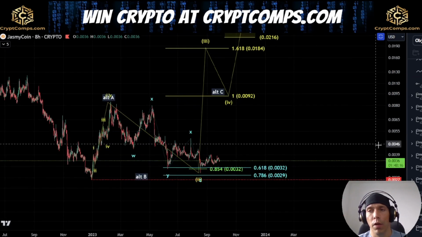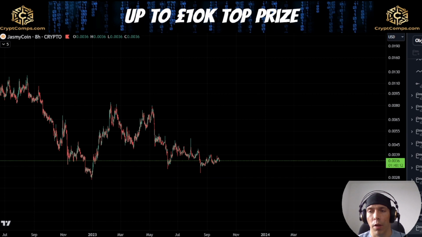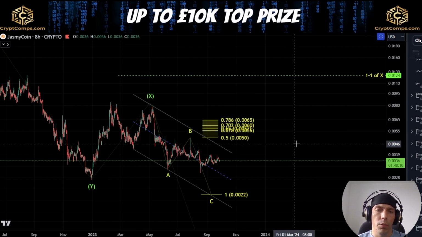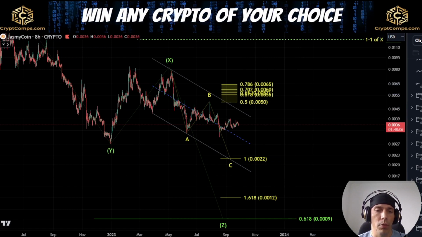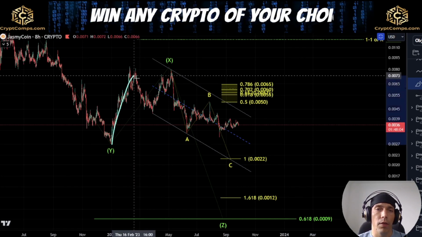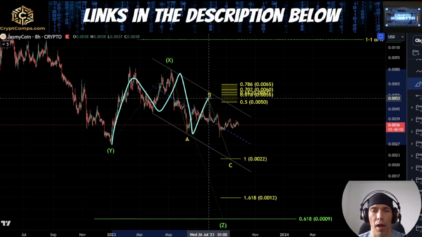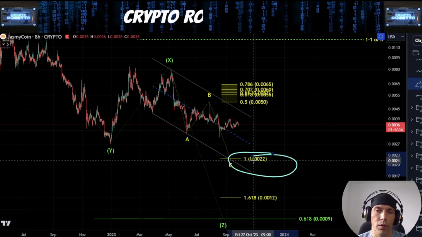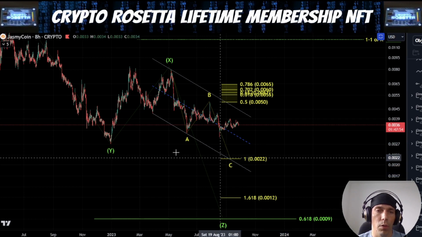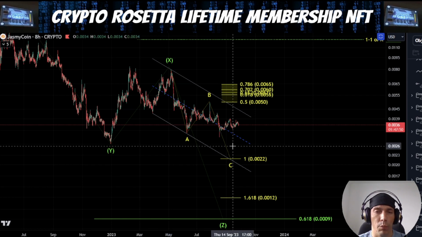Now, the alternate way of looking at this move is that we could still be within a bigger corrective pattern here, where we could still be looking for another leg to the downside in a Z wave. And what we'd be looking for internally here is that this move could be X, and then we are looking for the potential that this becomes an A, B, and a C pattern to the downside. Now, our 1-to-1 level here is sitting at this 0022, so this would align with actually coming back down and breaking this low, which would invalidate that bullish count.